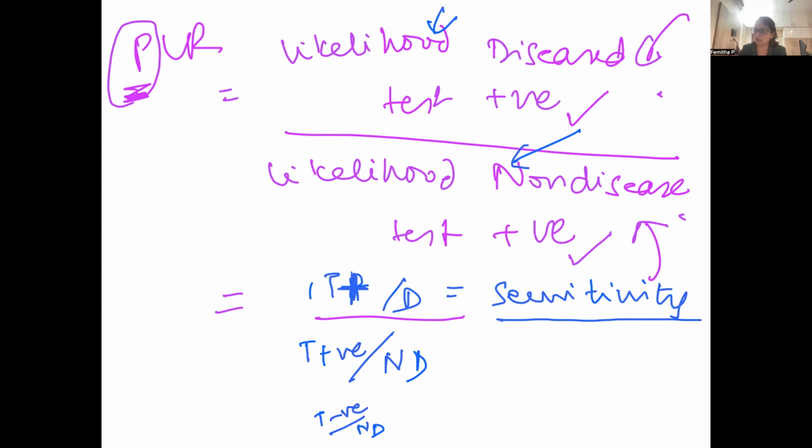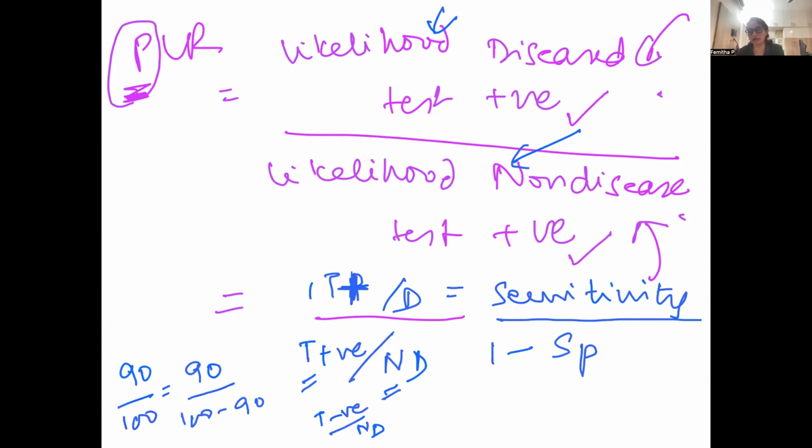Now we're talking about, in non-disease, how many got test positive. So it is 1 minus specificity. Okay, right? This is easy again. If I were to tell you 90 out of 100, how am I going to split it and make it into a ratio? What did we do? We did 90:10. 90:10 is nothing but 90 divided by 100 minus 90, or 1 minus 90 by 100. So sensitivity divided by 1 minus specificity is your positive likelihood ratio.